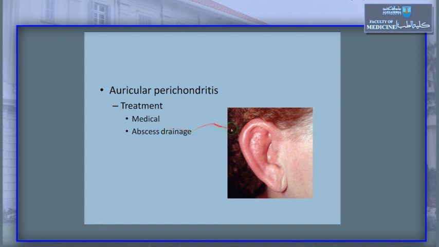And in case of abscess collection, proper drainage of the abscess and repeated irrigation of the abscess cavity with antibiotic will help minimize the complications. Of course, if not treated well, or even sometimes after treatment, it may lead to cauliflower ear deformity, as we have seen earlier.